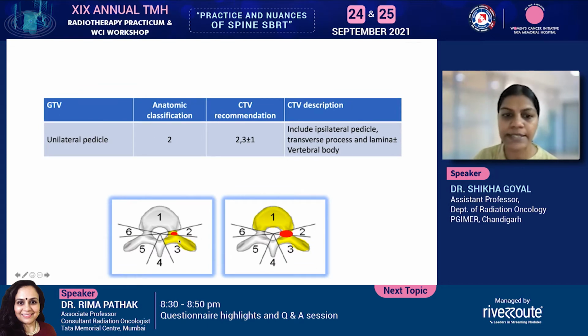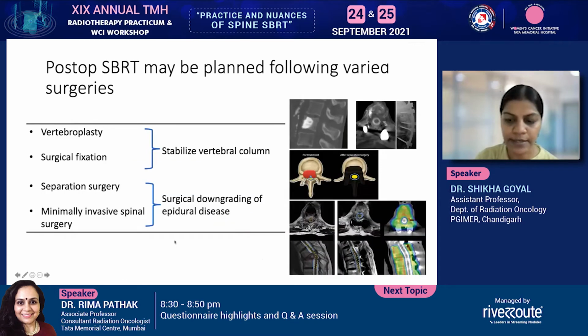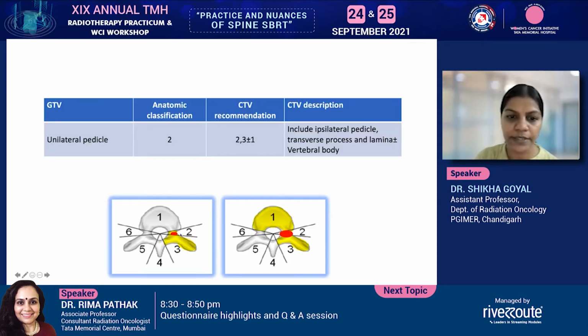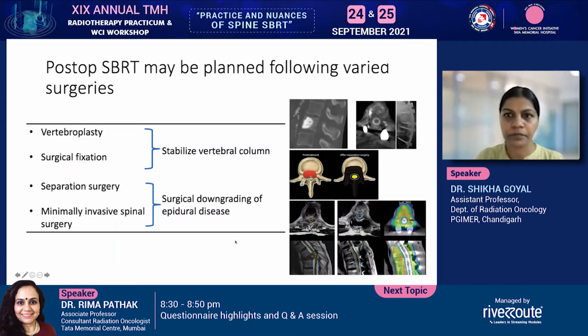In these examples, the disease is involving the pedicle on one side. Wherever the gross disease was impinging upon another sector, that sector is included. Here, the disease is impinging upon sector 3, so only sector 3 is additionally included. Whereas on the right side, in this example, the disease is impinging both on sectors 1 and 3, so both of these are also included in the CTV.